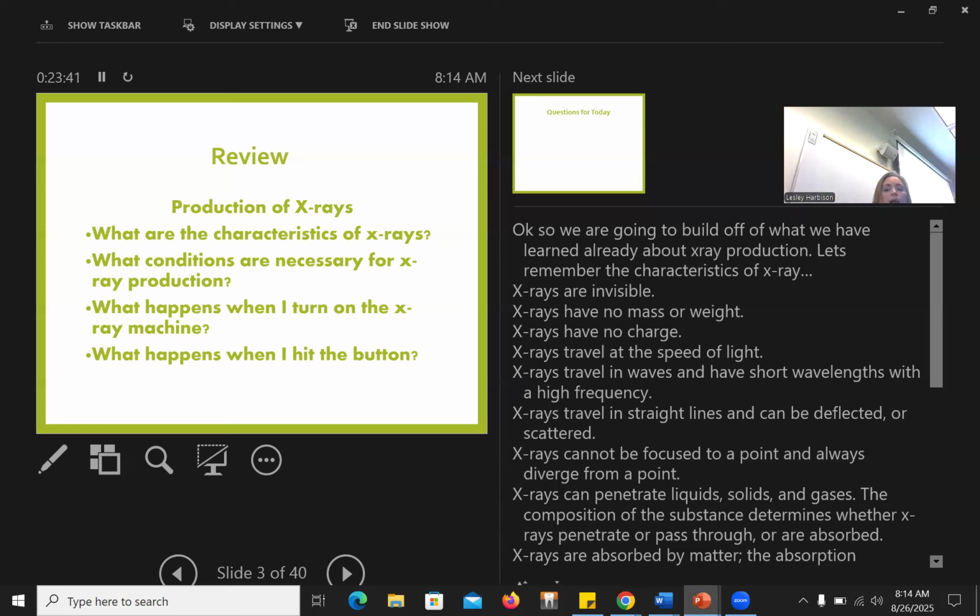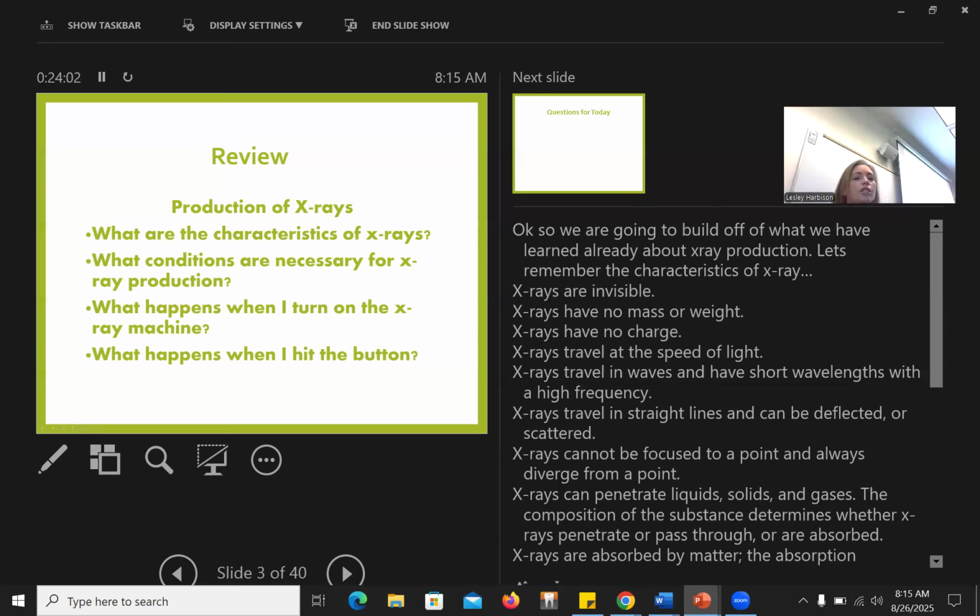Straight line, it can penetrate. So it can penetrate different matter: gas, liquid, solid. But if something is very, very dense, has a high atomic number, instead of penetrating, what does it do? It gets absorbed, yeah, it just gets absorbed into it.